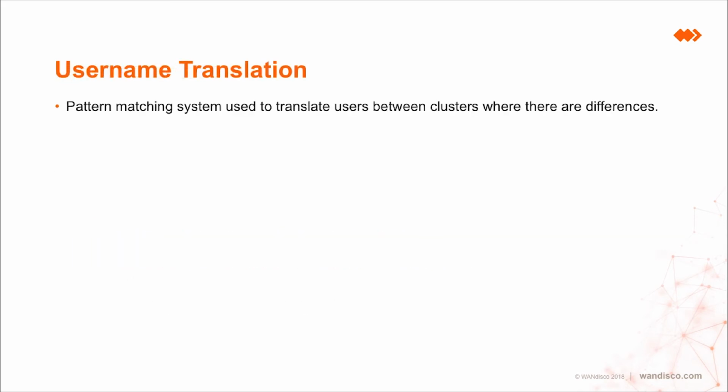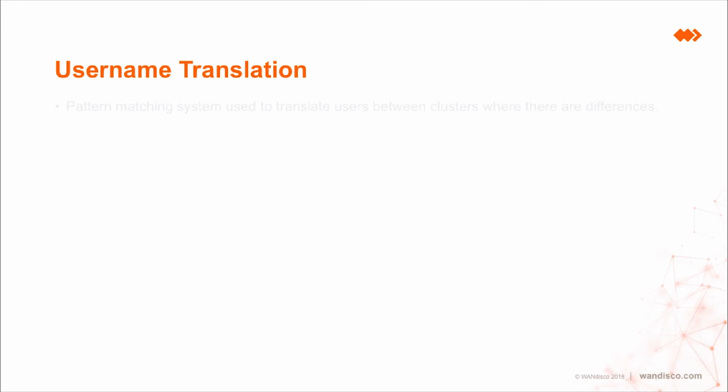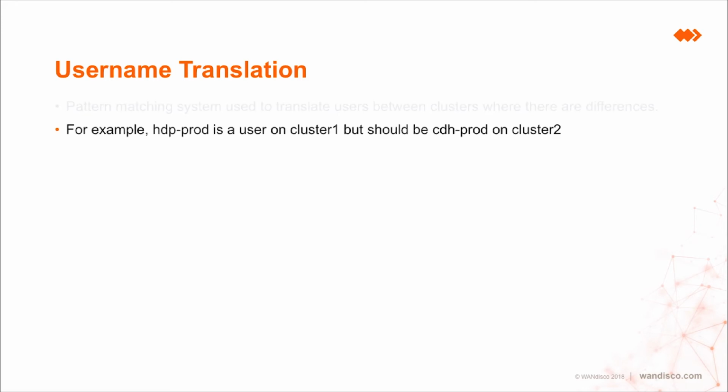Username translation is a pattern matching system used to translate users between clusters where there are differences. You could see this in an example where cluster 1 might have a user called HDP-prod, but on cluster 2, the user should be named CDH-prod.